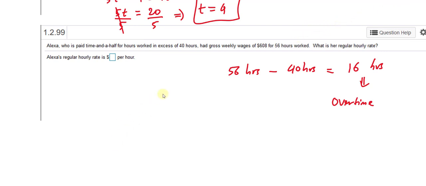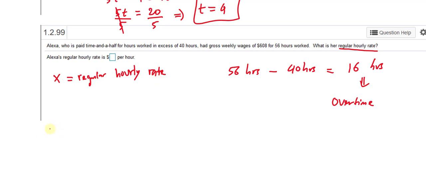Okay, so let's set up the table to solve this problem. We are asked to find the regular hourly rate, so we let that be x, the regular hourly rate. When you want to find a rate for the normal 40 hours.